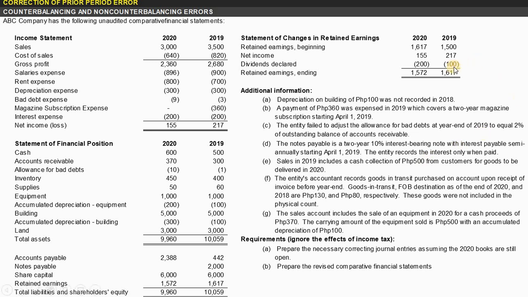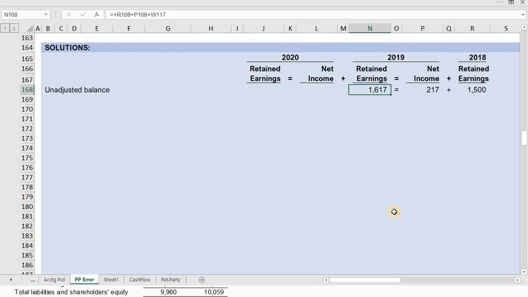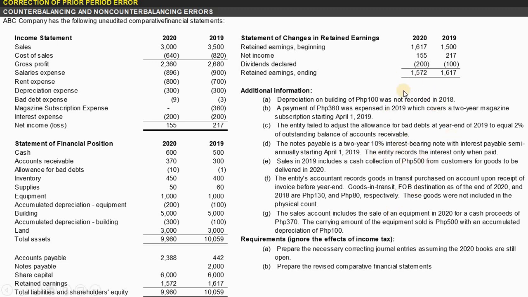So the ending retained earnings in 2019 is 1,617 pesos. Then the net income in 2020 is 155 pesos, and this is the unadjusted net income. And the ending retained earnings for 2020 is 1,572. Again, this is taken from the statement of changes in equity, which is net of the dividends paid in 2020. So this is the retained earnings at the end of 2020.